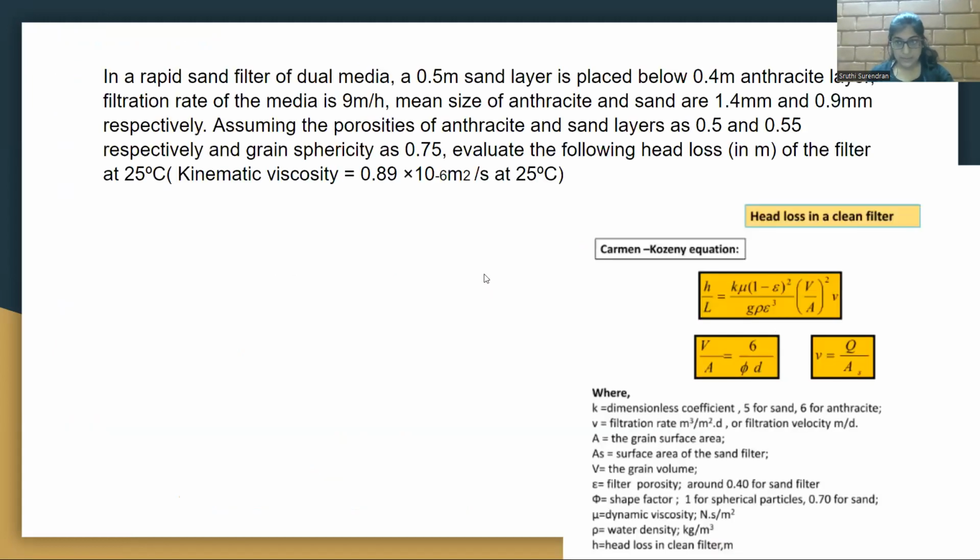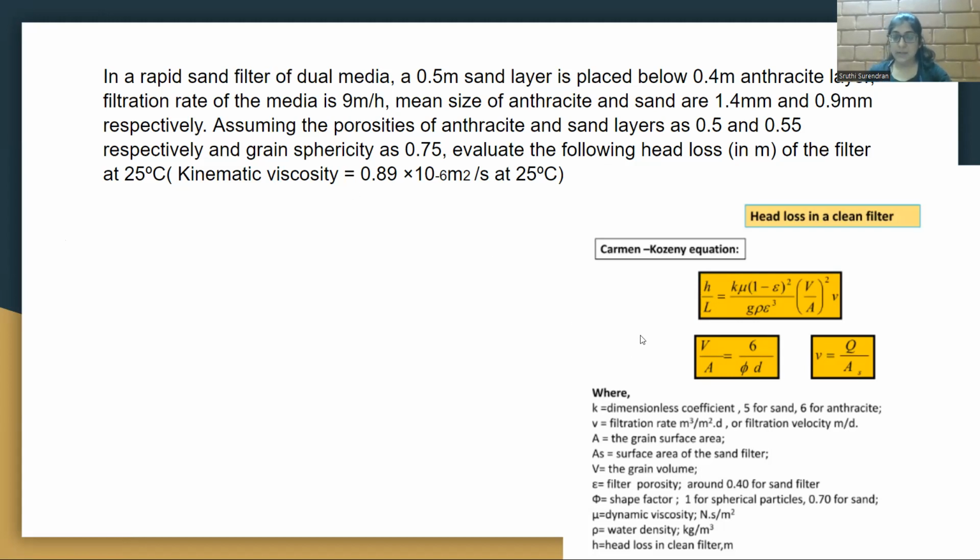Okay. Now next is a question on filtration. They've given a rapid sand filter of dual media, 0.5 meter sand layer and 0.4 meter anthracite layer. They've given the filtration rate of the media as 9 meters per hour and the mean size of anthracite and sand as 1.4 and another value. Porosity of anthracite and sand are two values. Grain sphericity is 0.75, and we have to find the head loss in the filter. Kinematic viscosity value is also given.